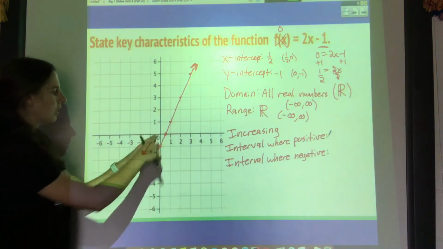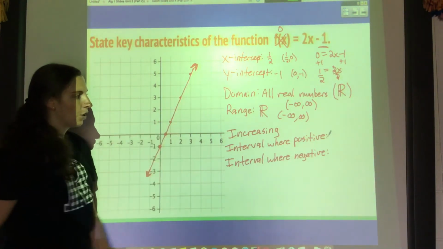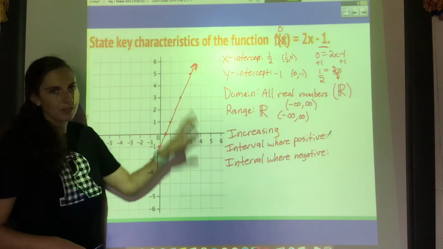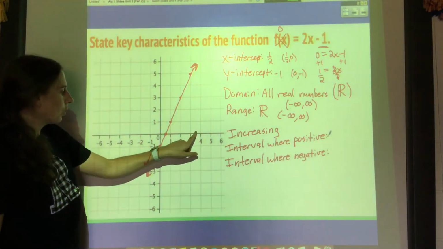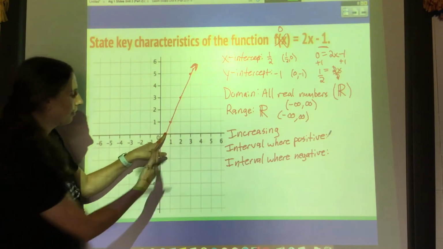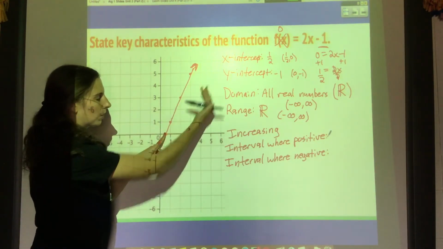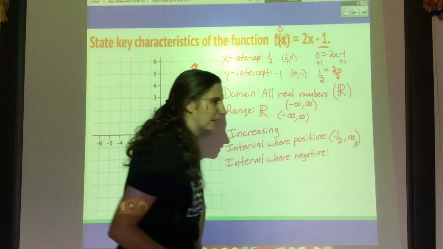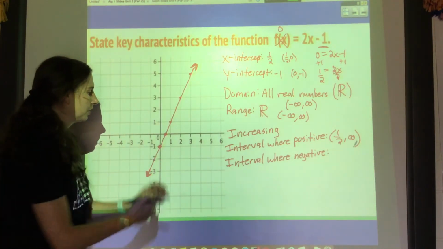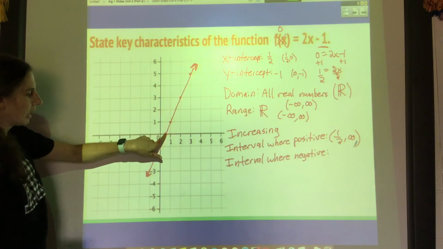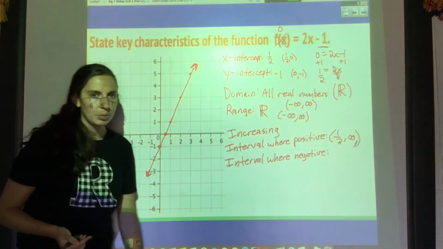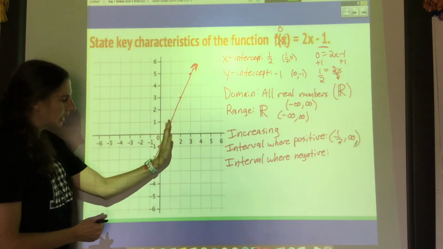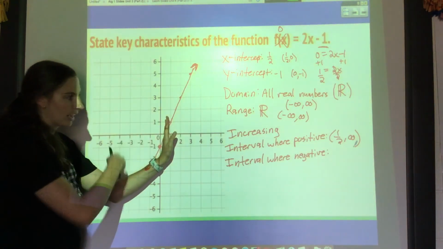So it's positive from here on. Remember, when we talk about these intervals, we always use the x values, not the y values, to describe that interval. So I'm going to say that it goes from 1/2 on to infinity. That's where it's positive. So from 1/2 to infinity. And it's negative from here over, basically. So from 1/2 to negative infinity, although we usually put the smaller value first. So I would call this from negative infinity up until 1/2. It's negative, it's below the x-axis.